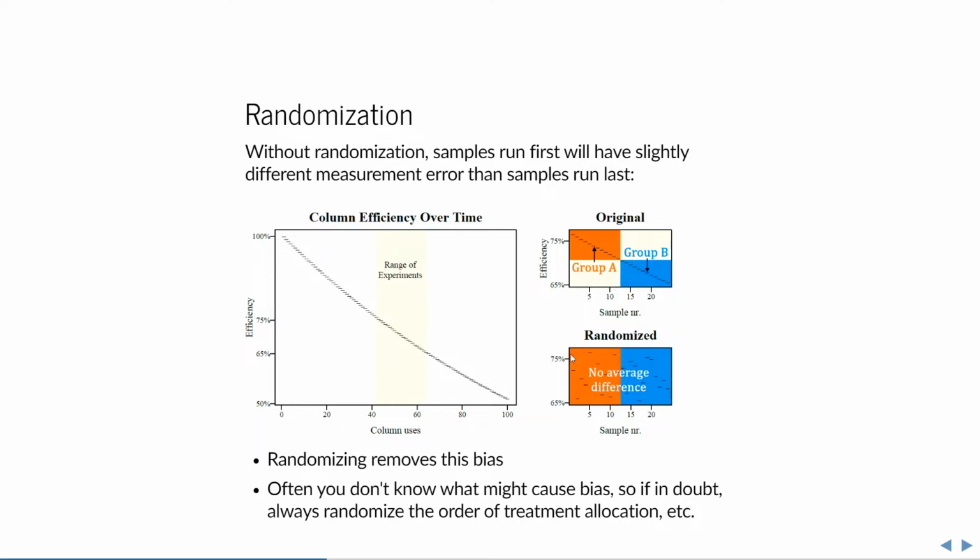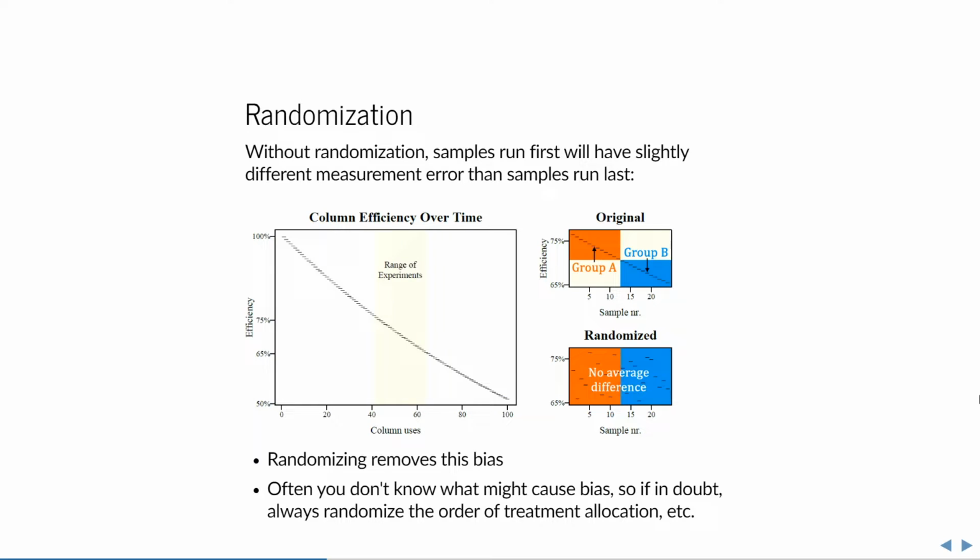And when you randomize, then the samples from A and the samples from B have no average difference, because the efficiency of the column was picked at different random times in the processing of samples. So that's what randomizing does. It removes potential bias. And this is an example where I know that the column efficiency reduces over time, and this is something we measure and we track.